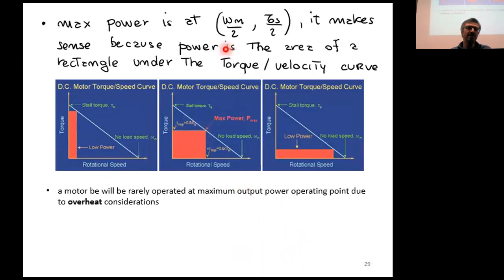But despite this, electrical motors will be rarely operated at the maximum output power, because this operating point usually creates problems of overheating. The Joule losses that we talked about before are just a waste of energy, and nothing is lost, so this energy transforms into heat, and the heating is not good in a rotor because the temperature increases and can lead to loss of insulation.